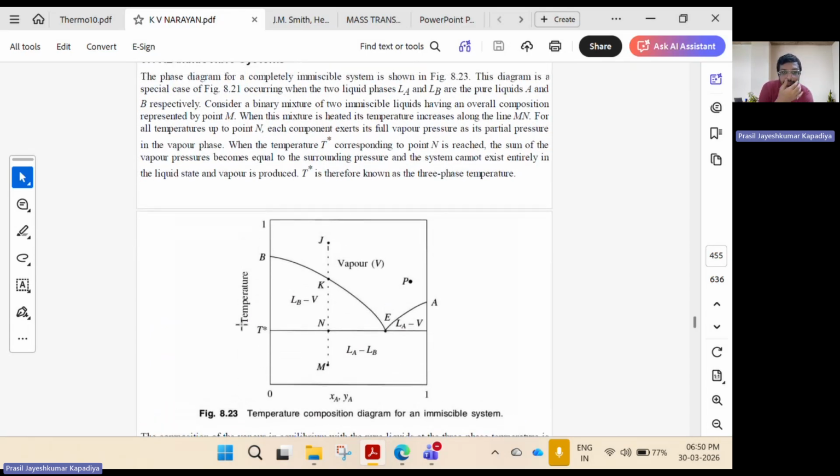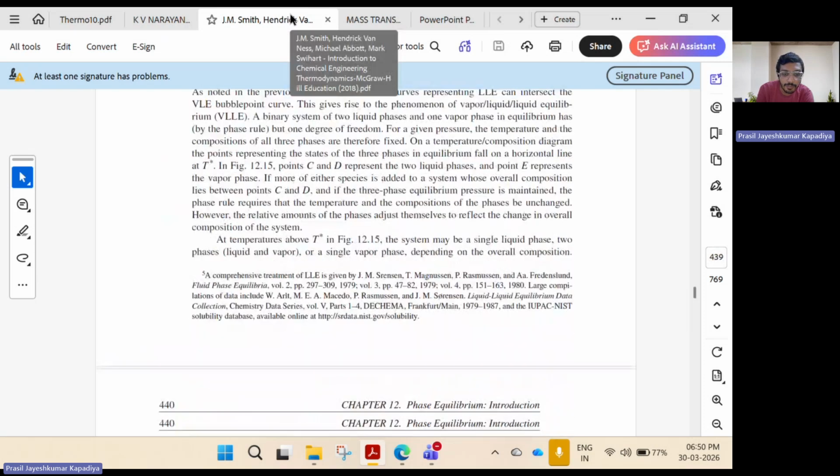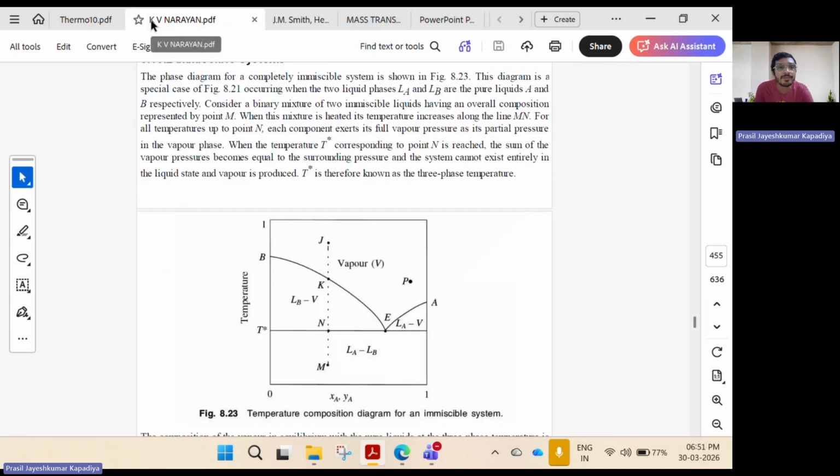This diagram is a special case of the figure that occurs when the two liquid phases LA and LB are the pure liquids A and B respectively. In the earlier case, in addition to this, we had pure A and B phases, correct? But A and B are completely immiscible in this case. So consider a binary mixture of two immiscible liquids having an overall composition represented by point M.